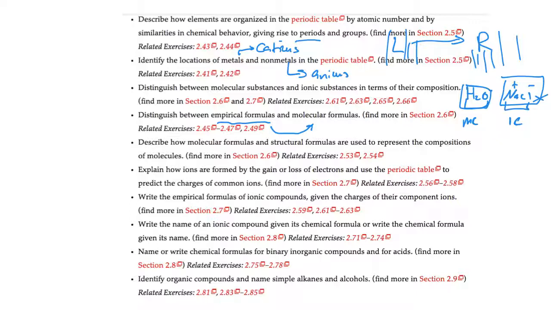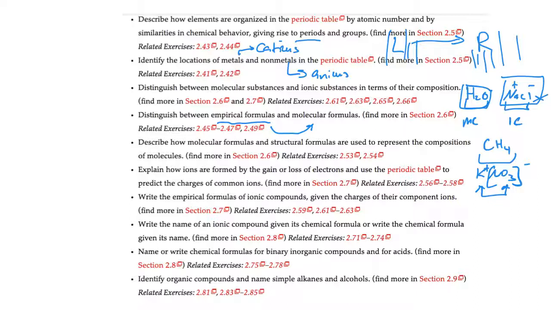So this is just more or less a foreshadow for something we'll use in chapter 3. Describe how molecular formulas and structural formulas are used to represent the compositions of molecules. The formulas are telling us how many atoms of each element are present within a molecule for a molecular formula. If we have an ionic compound, let's say KNO3, we're being told we have 1 potassium for every 1 nitrate. So we're getting the simplest whole ratio of the ions relative to each other.